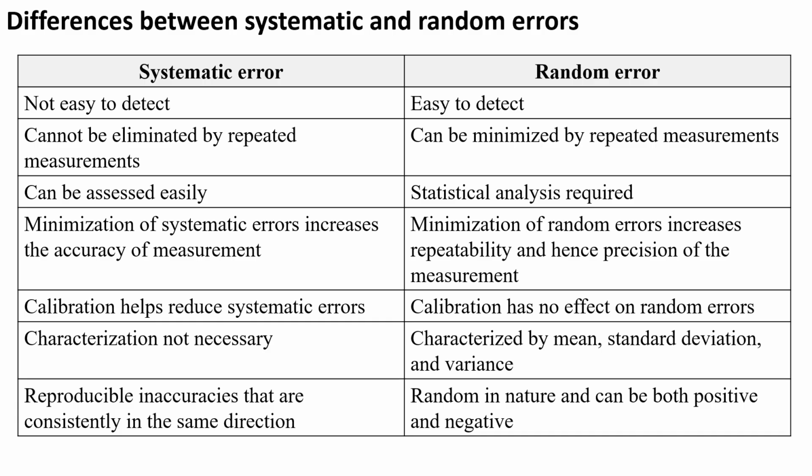Systematic errors are reproducible inaccuracies that are consistently in the same direction, but random errors are random in nature and can be either positive or negative.